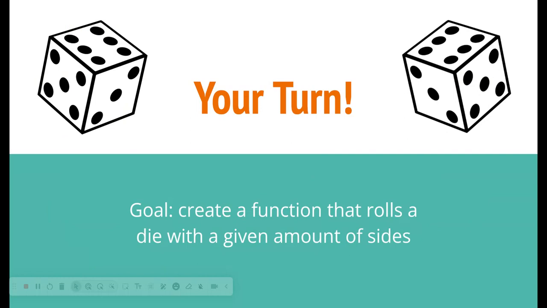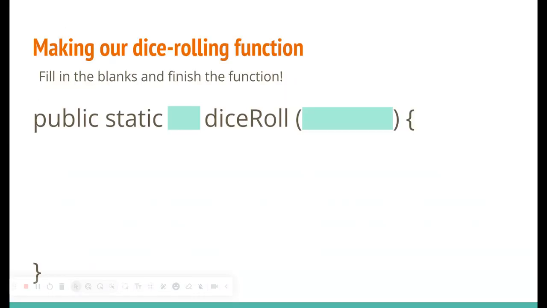All right, your turn. So our goal here is to create a function that rolls a die with a given amount of sides. So let's look at what we would do to make our dice rolling function. Public static something diceRoll something. So here, this is the return type. What are we trying to return here?